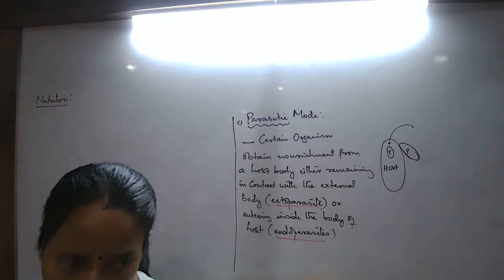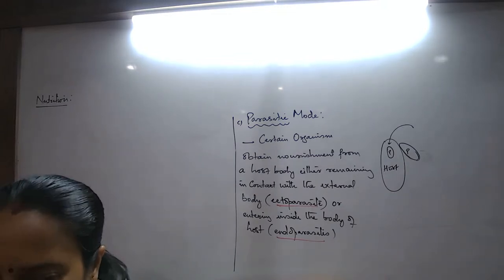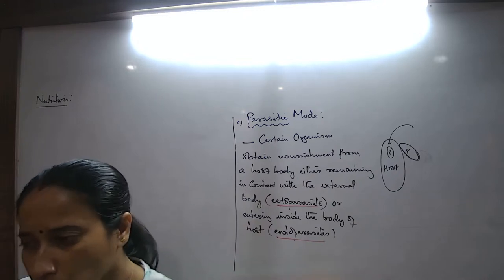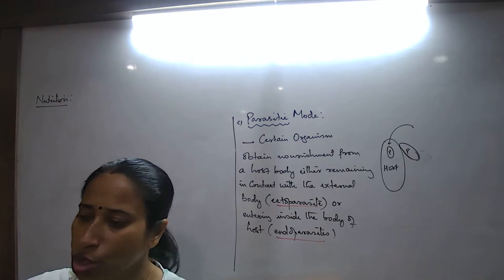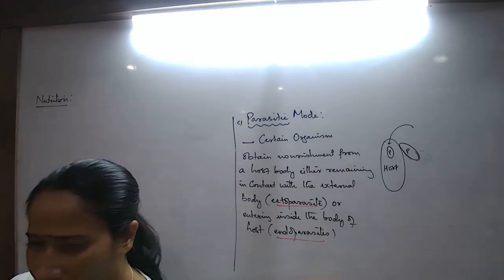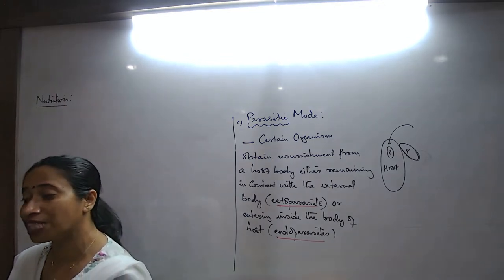So in both these methods, what is the similarity? I asked you to write one similarity. In both these methods, one organism is dependent on the other organism and straight away taking in the soluble nutrients inside the body. In any of these methods, is this organism digesting anything complex? No. And what would be the difference now?